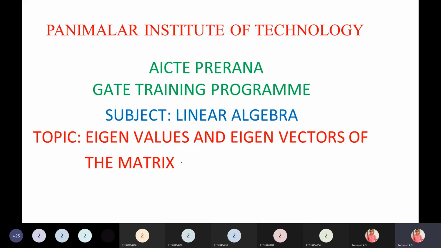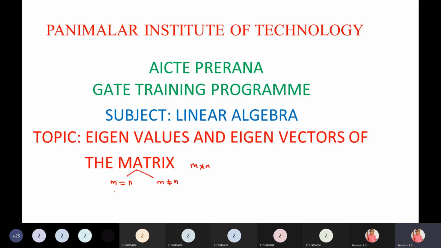So there are two types of matrices, m by n, m rows and n columns: rectangular matrix and square matrix. We are interested only in studying the square matrix, that is, the number of rows equal to the number of columns, m equal to n. M not equal to n is a rectangular matrix.